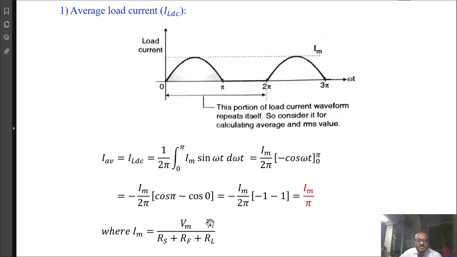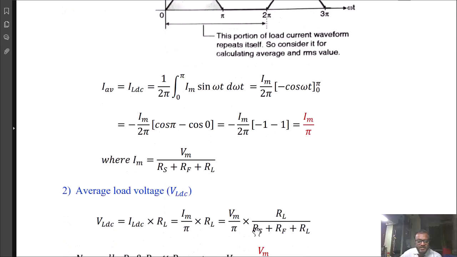Substitute the limits. We will get ILDC equal to minus Im by 2 pi times cos of pi minus cos of 0. The bracket term is minus 2, and therefore we will evaluate it to Im by pi, and therefore ILDC is equal to Im by pi, where Im is equal to Vm divided by Rs plus Rf plus RL.